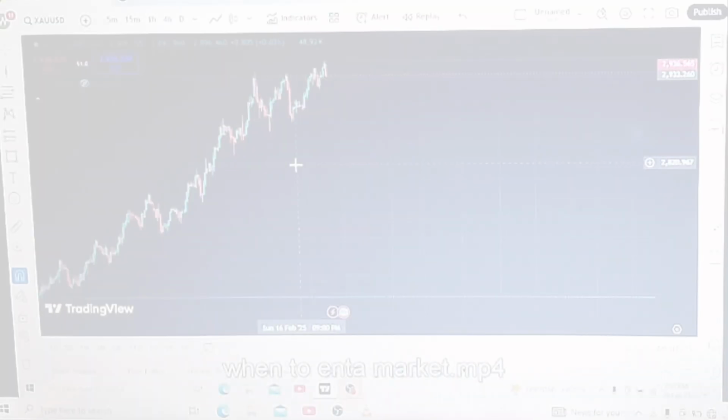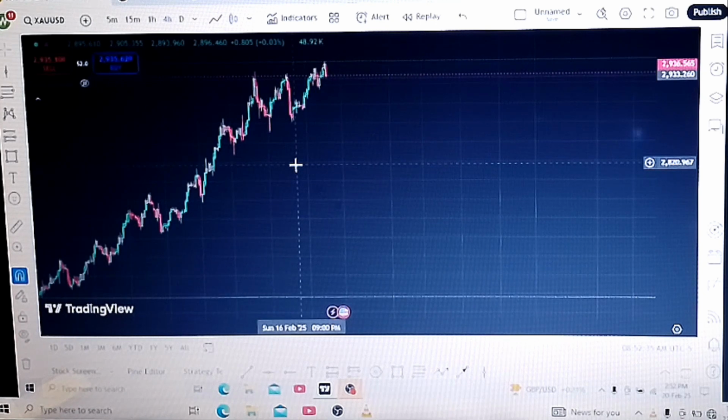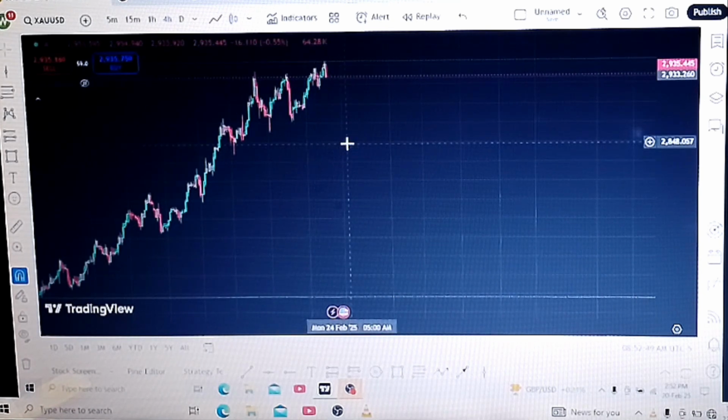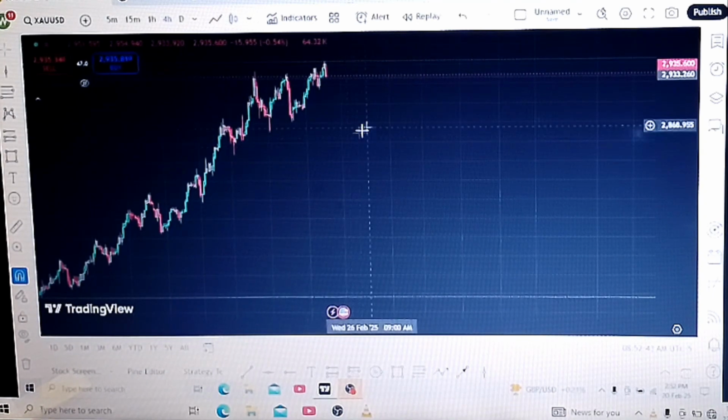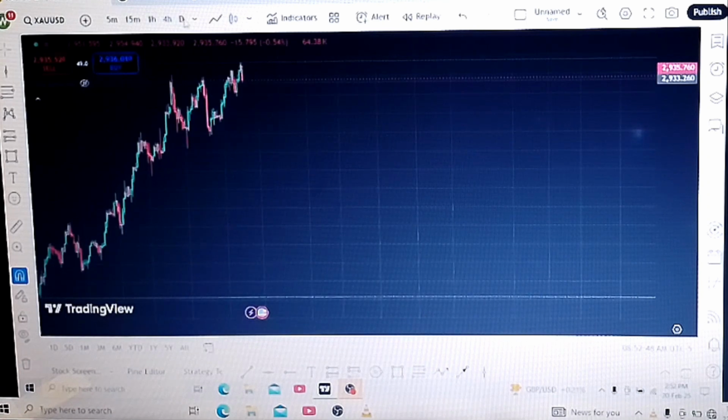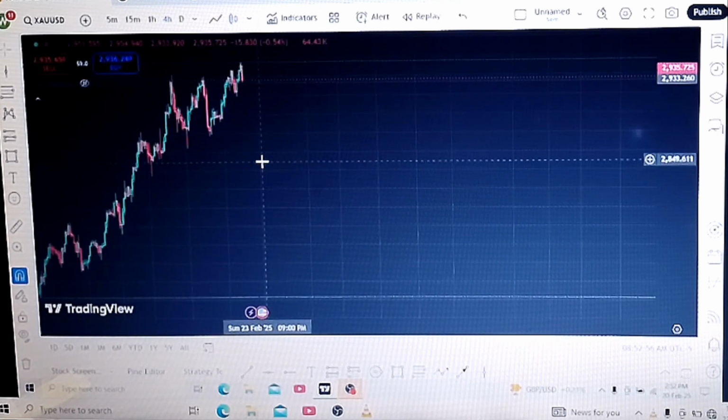Let's dive into the charts and when to enter a market. Some people don't know when to enter a market. First, you have to identify the trend. This is 4 hours. Identify the trend. Is it uptrend or downtrend? Which is very, very important.